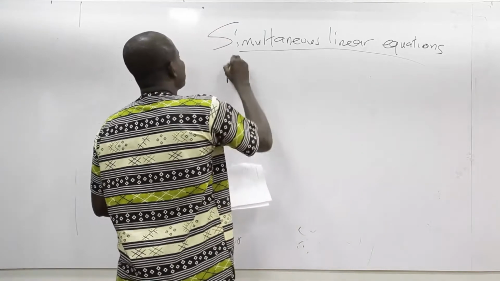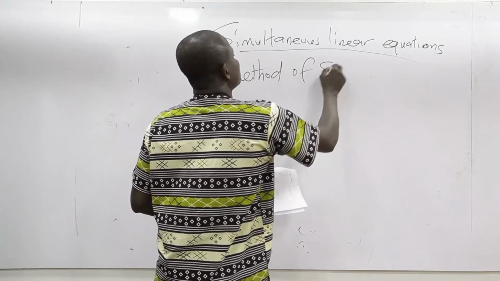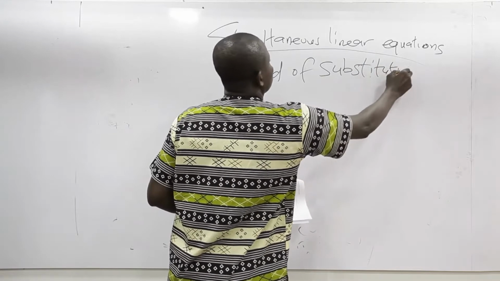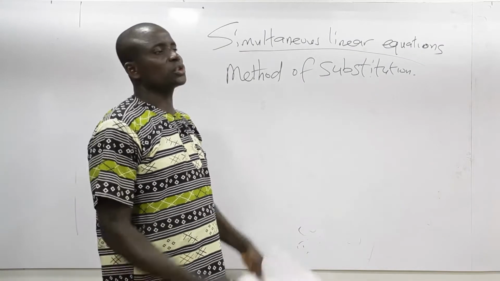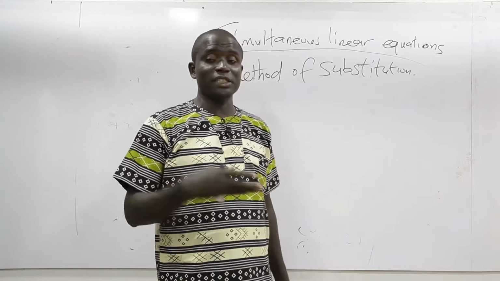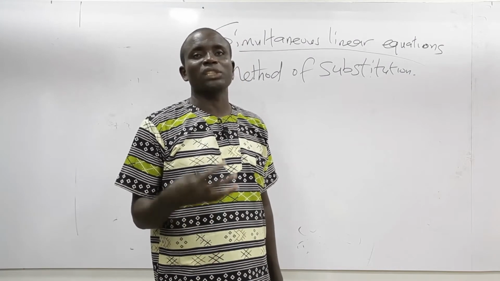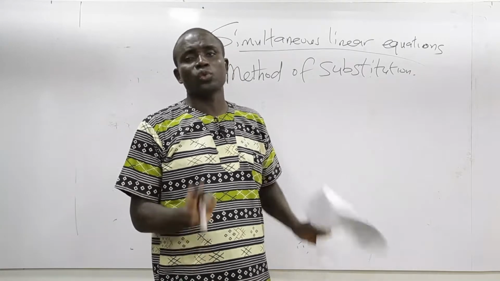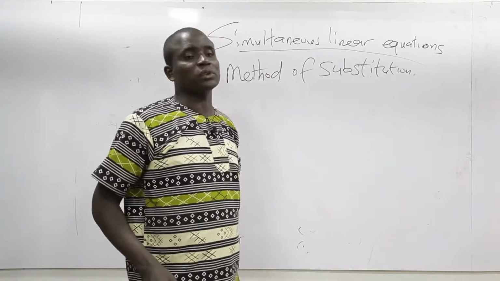So here we say method of substitution. What is the meaning of a substitute? If you want to substitute something, let's say a doctor instructs somebody not to eat sugar, then he may decide to eat glucose, which is also tasty like the sugar. Something that could be used, even though it is not the same, to represent it. So here we are going to use the method of substitution.